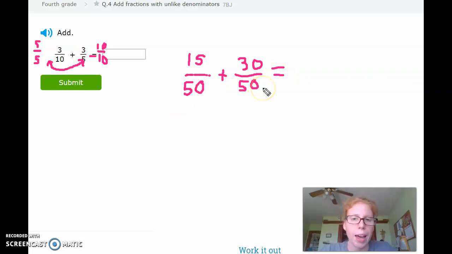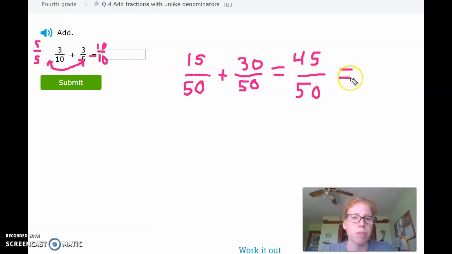So now we've got 15 plus 30/50. And we know when we add fractions with the same denominator, we just go straight across. So this will be something over 50. Well, what's 15 plus 30? 45. 45/50.